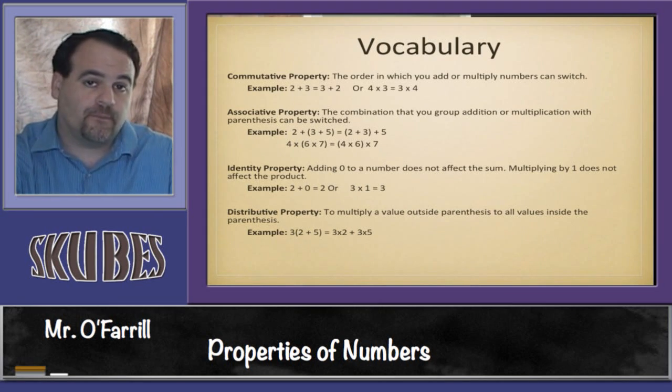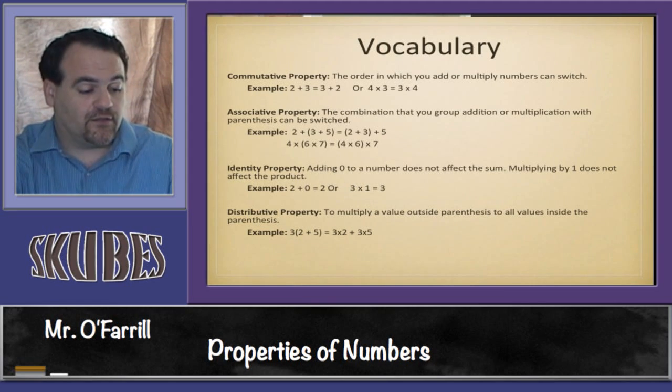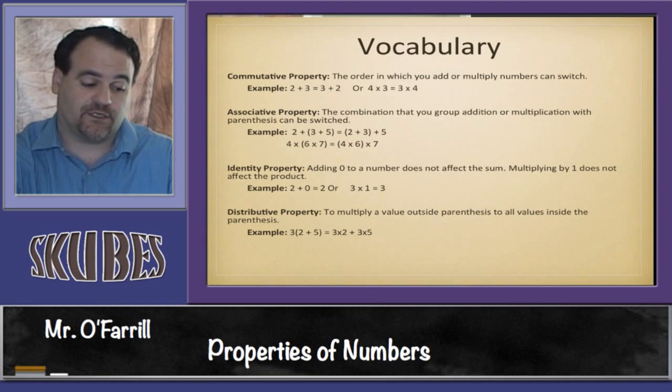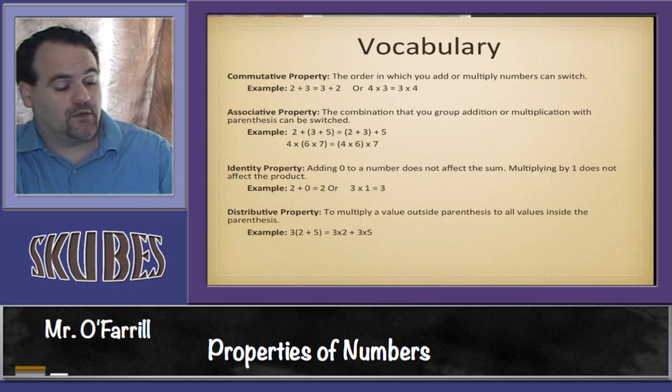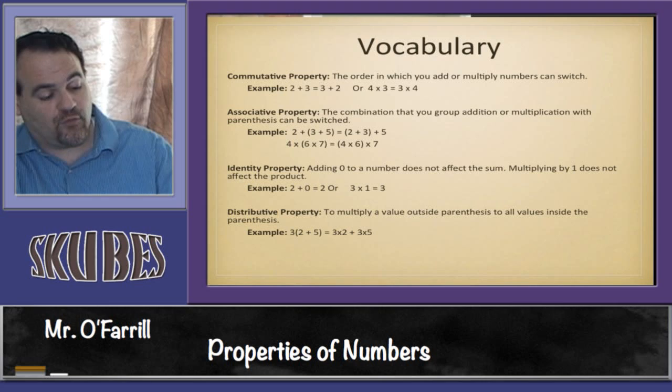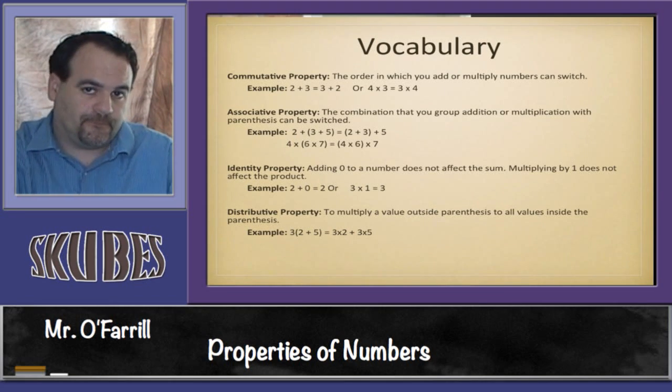The first one is called the commutative property. Our definition reads, the order in which you add or multiply numbers can switch. And in our examples, you see we have 2 plus 3 equals 3 plus 2. We also have for multiplication 4 times 3 equals 3 times 4.